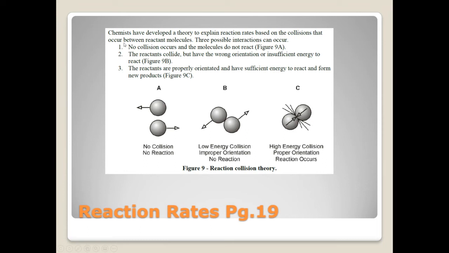So first off here, chemists have developed a theory to explain reaction rates based on the collisions that occur between reactant molecules. They say that there are three possible interactions that occur, illustrated in these diagrams. The first is that there is no collision, therefore there is no reaction.